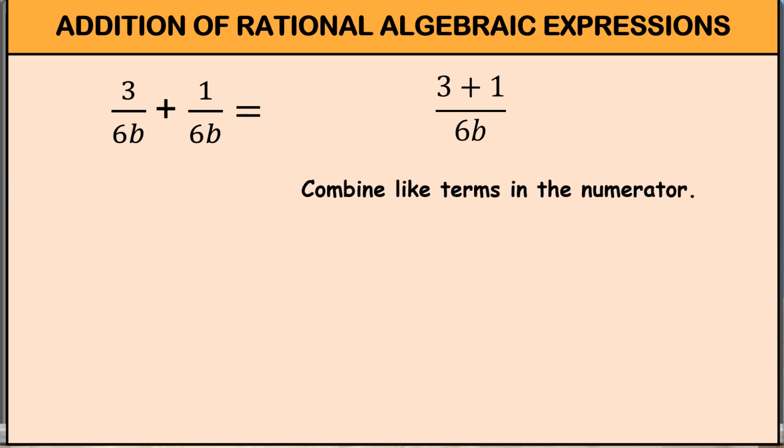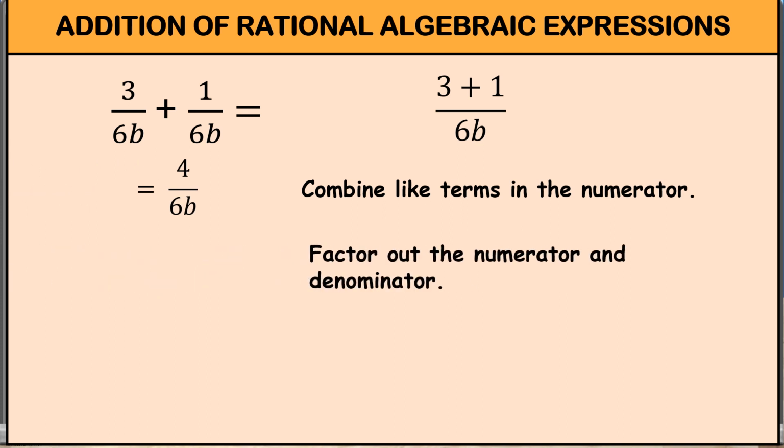You combine like terms in the numerator. So we have 3 plus 1 will give you 4 and then you copy the common denominator which is 6b. So that means we have 4 over 6b and then we factored out the numerator and denominator. So we have 2 times 2 all over 2 times 3b. Okay? Kasi 2 times 2 will give you 4, right? 2 times 3b will give you also 6b. Tama po yung factor natin.